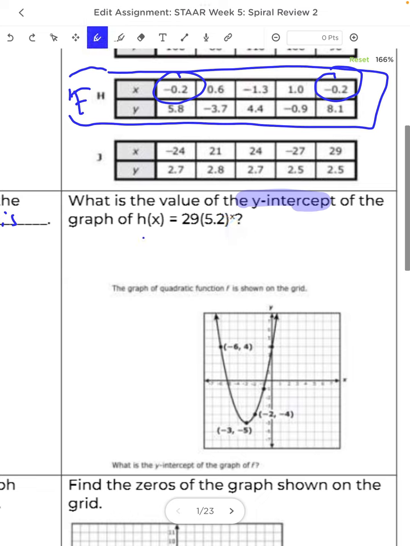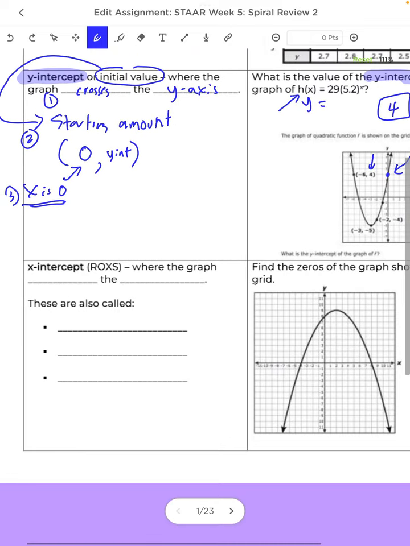Remember, this is the same thing as y equals. Okay, so we could just type that in and we would come up with this. It says this is on here. What is the y-intercept? Since we said it's where it crosses the y-axis, it's right there. It's our y value of 4. Okay.